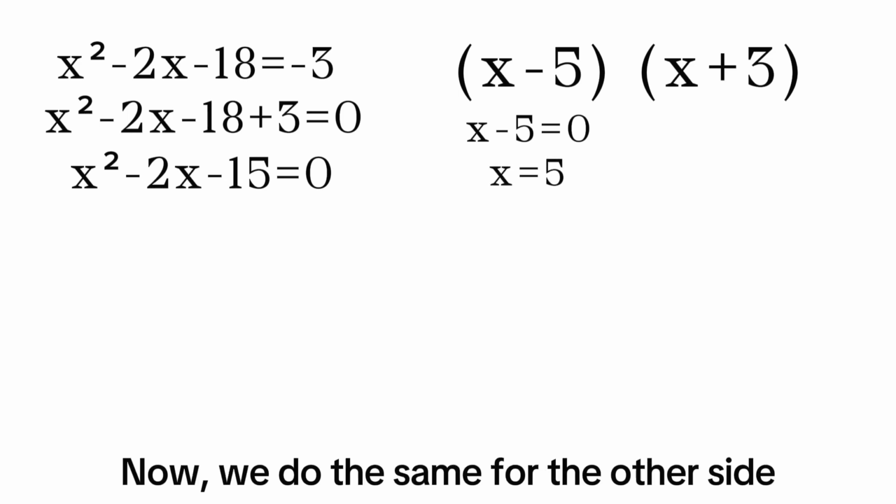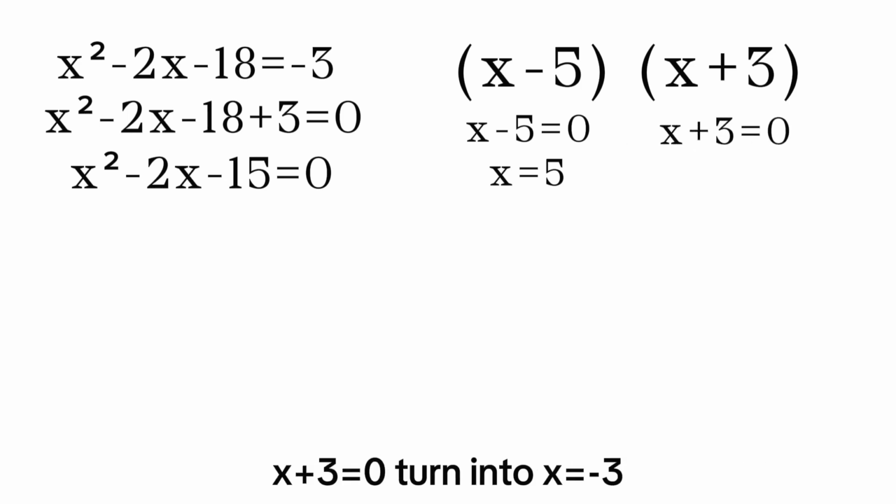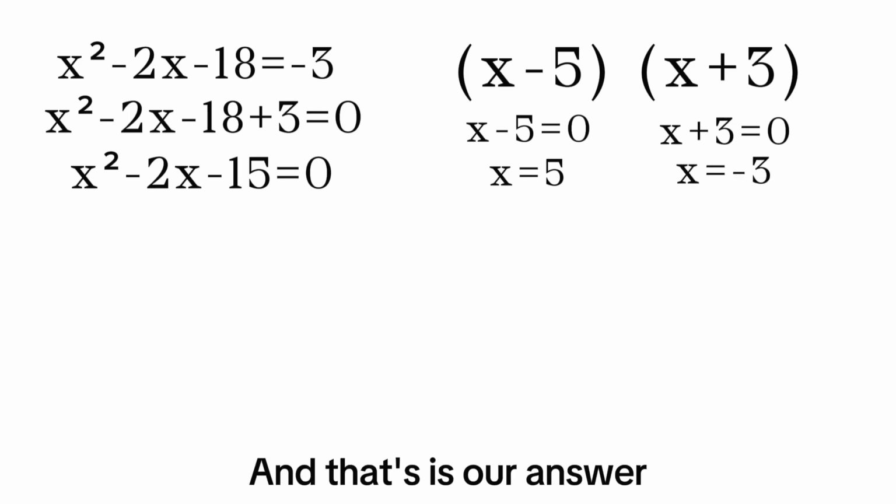Now we do the same for the other side. X plus 3 equals 0 turns into x equals negative 3. And that is our answer.